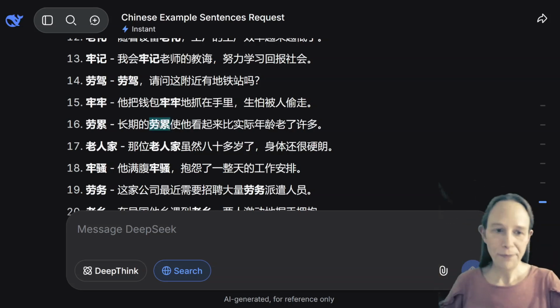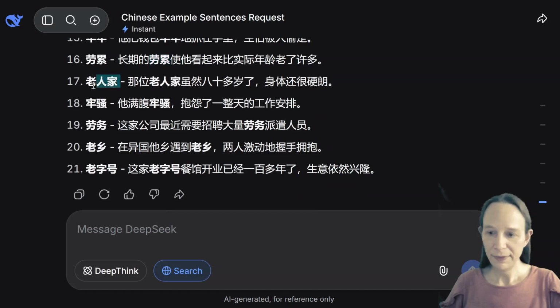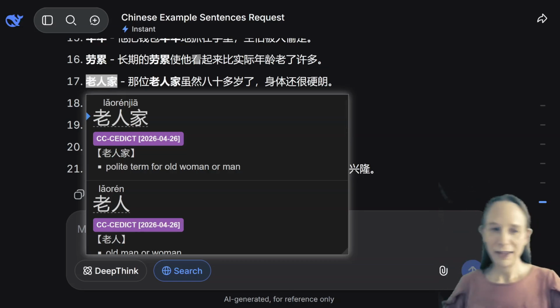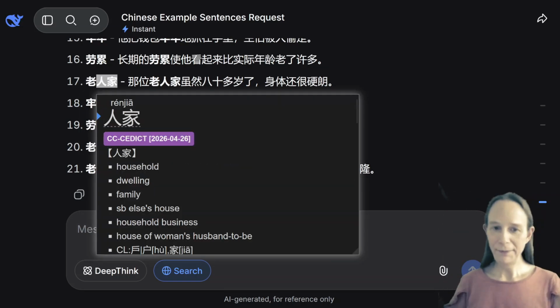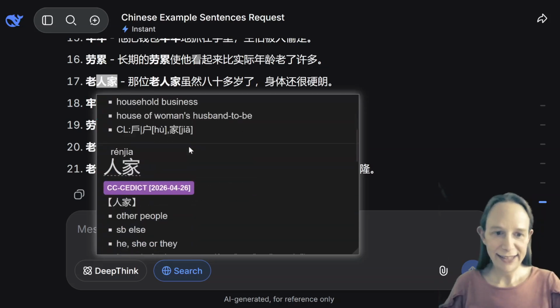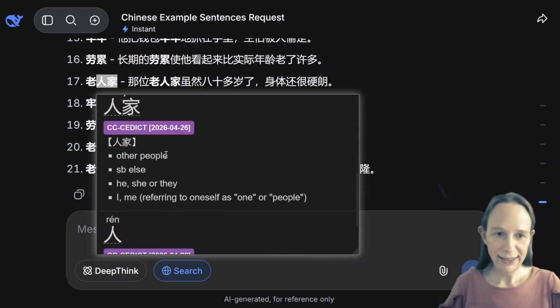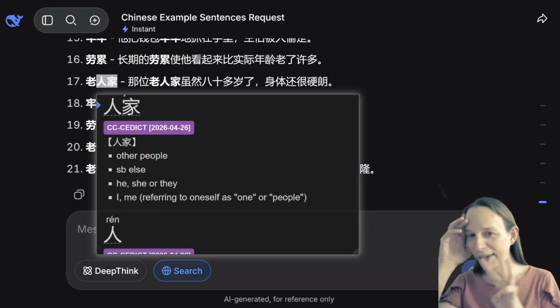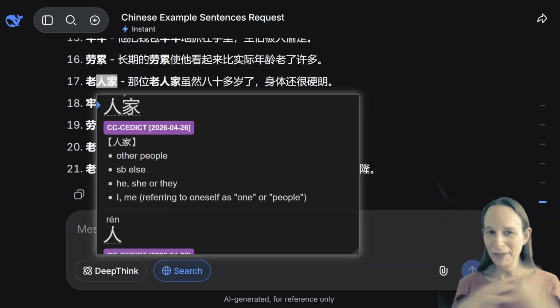All right. 老人家. Old folks home? I don't know. Polite word for, so 人家 is a word. This is a pronoun, right? 人家, this one. So 人家 has three different meanings. It can mean oneself, it can mean someone else, and it can mean people in general. Three different meanings.